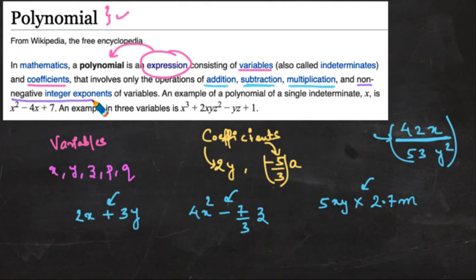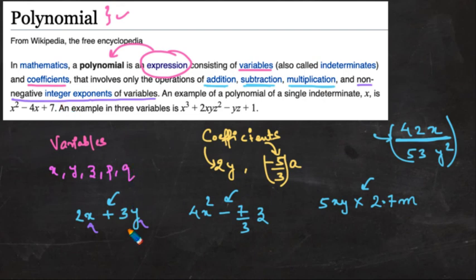non-negative integer exponents of variables. Now it may look like a very gigantic or weird term at first, but let me help you understand this easily. It says non-negative integer exponents of variables. So we are talking about the powers of variables. The powers of variables would be non-negative integers. It can either be a positive integer or 0. It can never be a negative value.